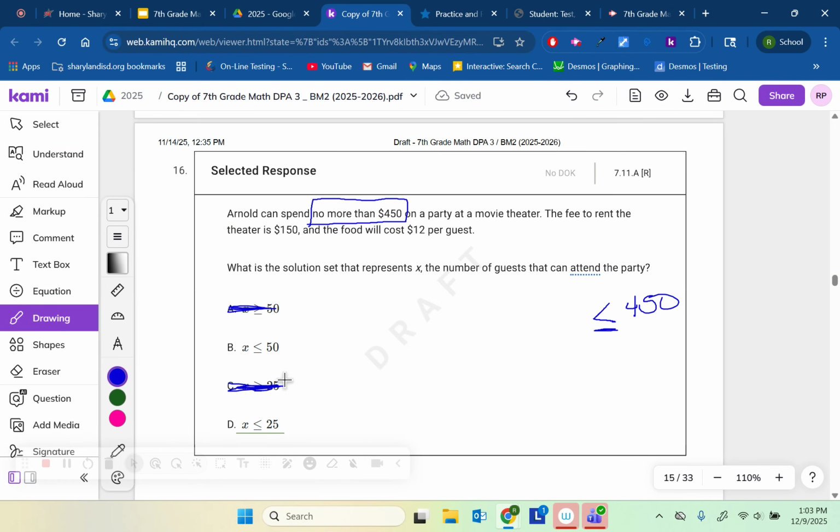A lot of the students pick C as the answer because they're trying to determine the symbol, which way it goes. But what Arnold can spend is no more than 450, right? And how much am I going to spend? Well, the fee to rent the theater is 150, and the food is $12 per guest, which they're going to call x, the number of guests. This is what I have to solve.